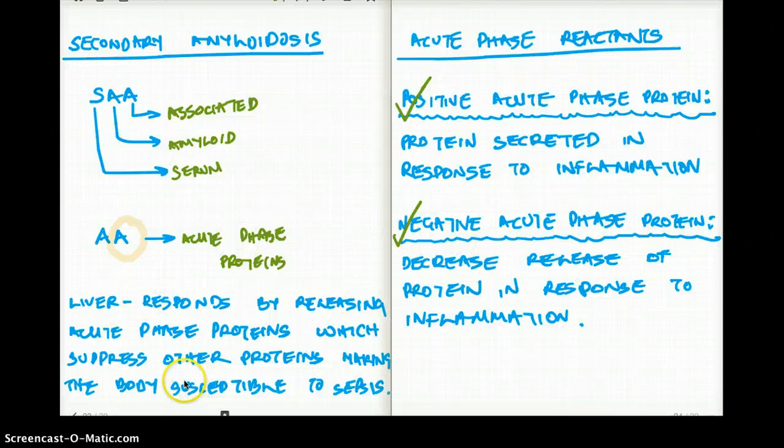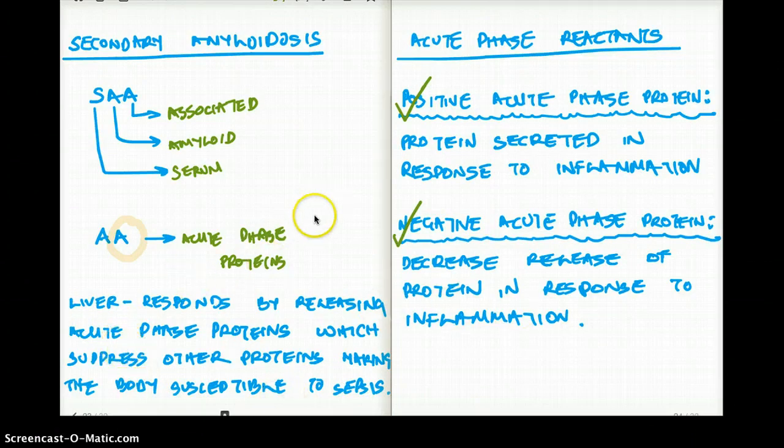So what is interesting about the liver is that it responds by releasing acute phase proteins, okay? But as a result, it suppresses other proteins which are also important for the body. For example, albumin, or let's say coagulation factor. As a result, the body becomes more susceptible to sepsis due to the liver's response to acute phase protein production.